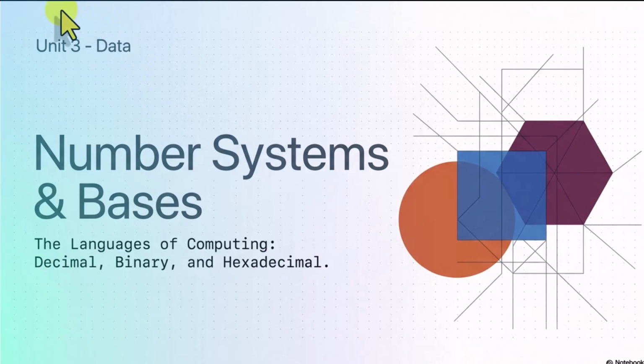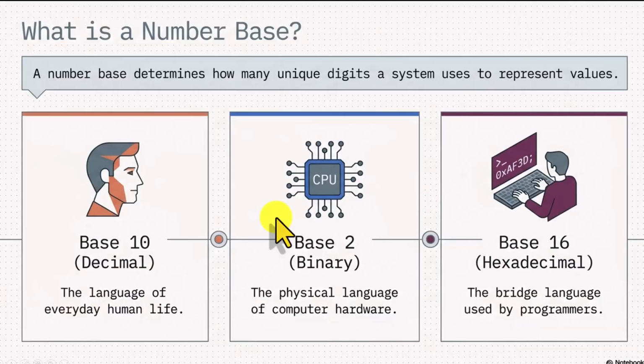Okay, in this chapter we are going to talk about number systems and bases, what they are. The language of computing: what do we mean by decimal, by binary and hexadecimal? So, what is a number base? A number base determines how many unique digits a system uses to represent values.